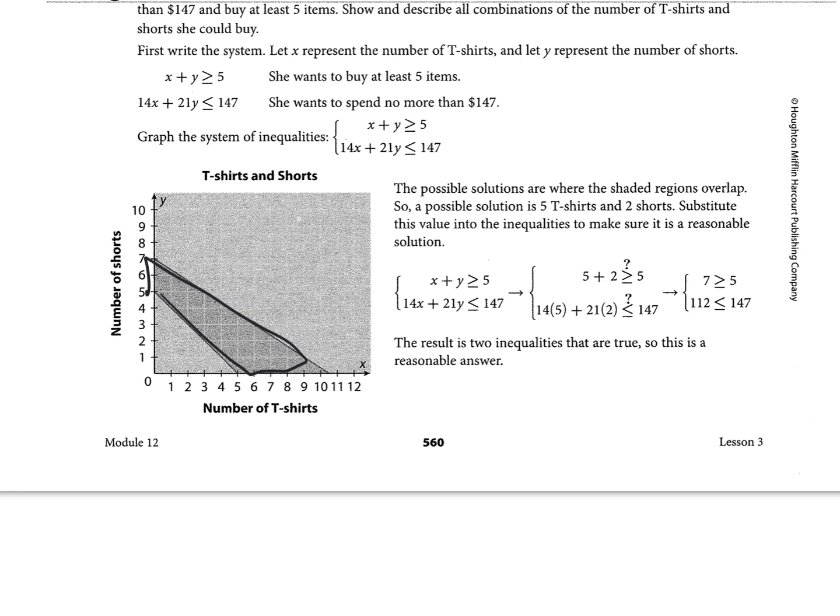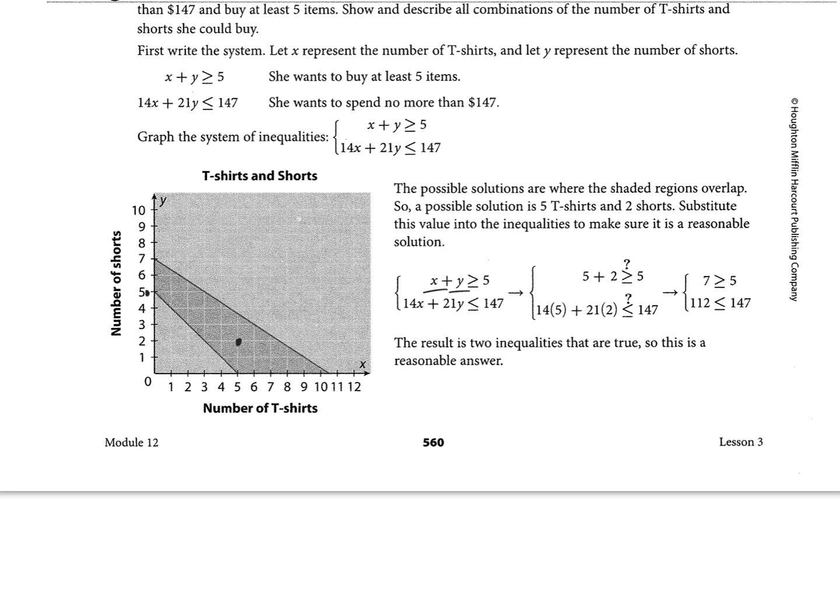So a possible solution is 5 t-shirts and 2 shorts. And we can tell because if we go over to 5 t-shirts and up to 2 shorts, that is in the double shaded section. It says substitute this value into the inequalities to make sure it is a reasonable solution. So they've replaced the X with a 5 and the Y with a 2, which is greater than 5.